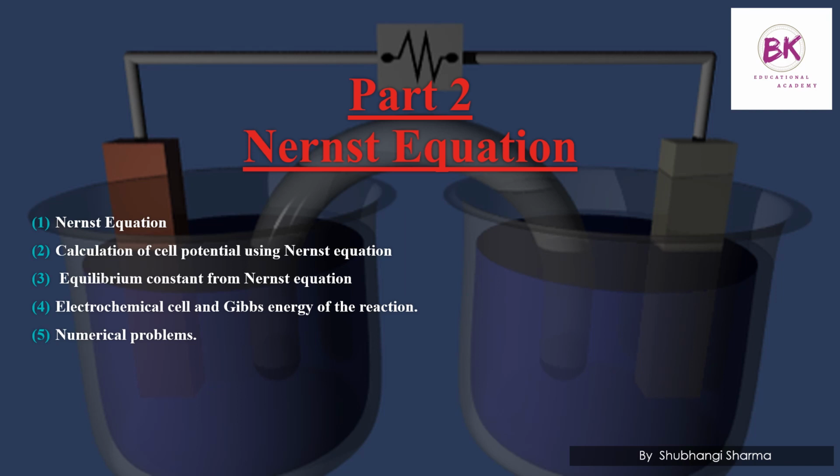Hello, welcome students. In the second part of the chapter on electrochemistry, we will discuss the Nernst equation. In this video, we will mainly cover the Nernst equation, calculation of cell potential using the Nernst equation, equilibrium constant from the Nernst equation, electrochemical cell and Gibbs energy of the reaction, and some numerical problems.